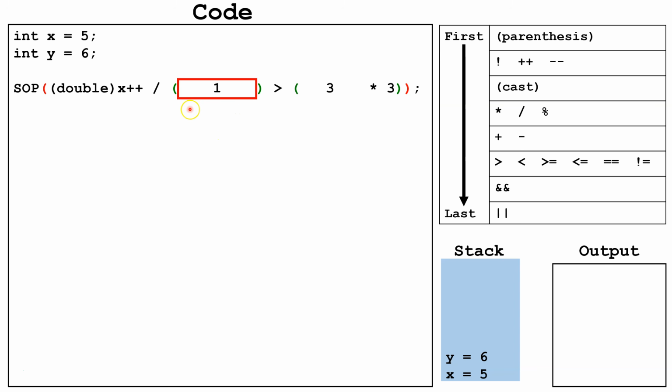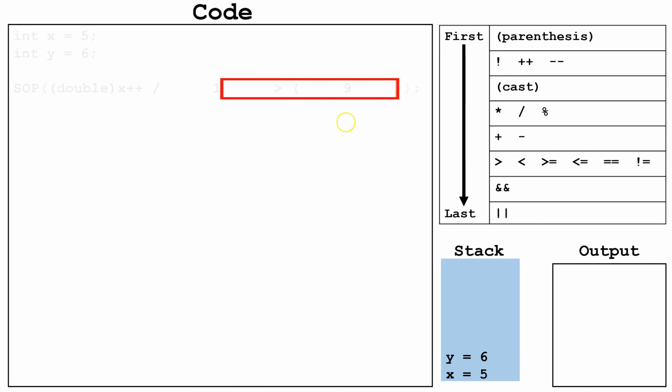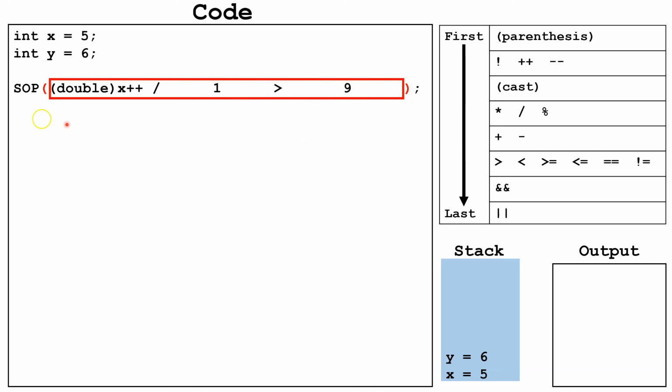Now, we are finished with this set of parentheses, so we'll go over to this other green set of parentheses. There's only one operation left inside here, 3 times 3, so that'll evaluate to 9. Next, we are in our outermost set of parentheses. So we've got several different operations. We've got a cast, we've got a plus plus incrementation, we've got division, and we've got a greater than.